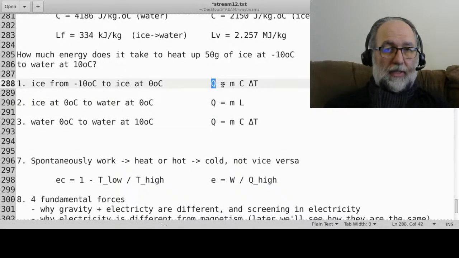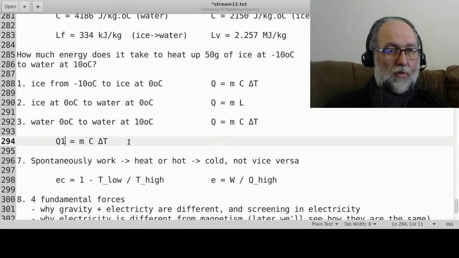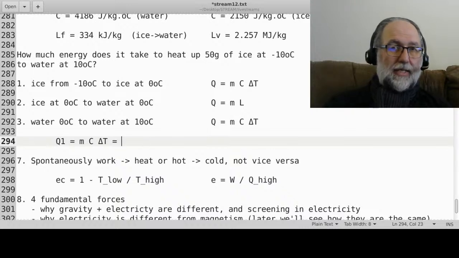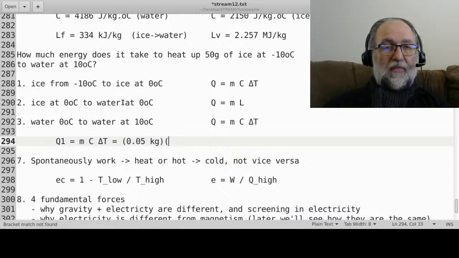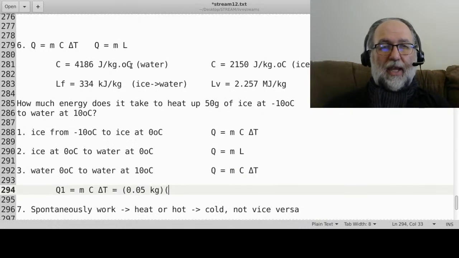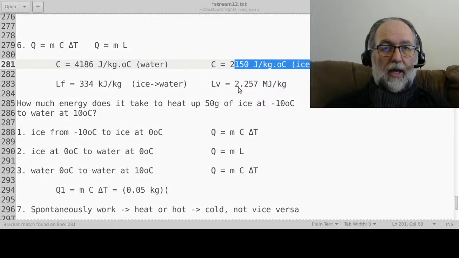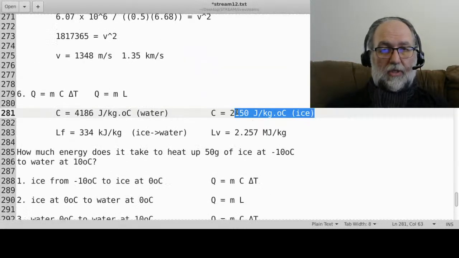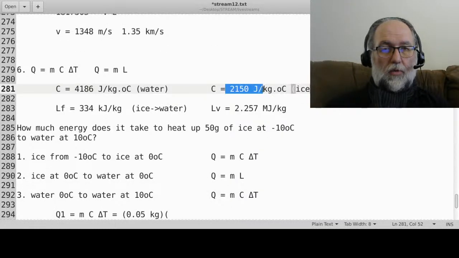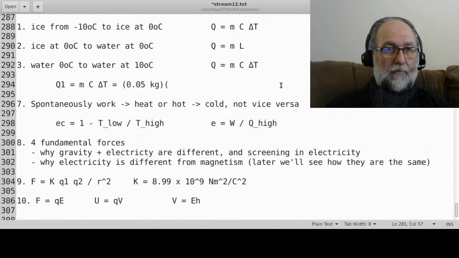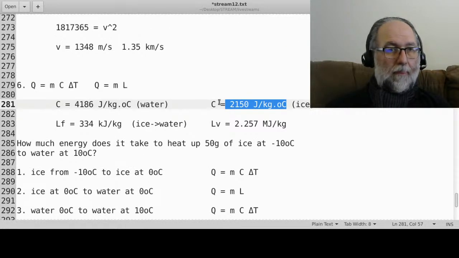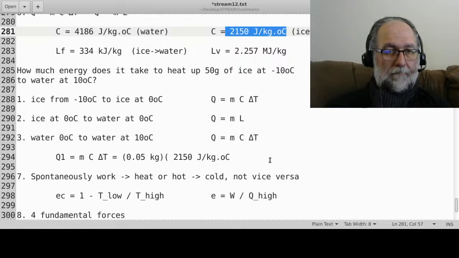Number 1 is we use this formula here, call that Q1, and the mass is 50 grams, which is 0.05 kilograms. The specific heat, you got to watch it. There's a specific heat for water, and there's a specific heat for ice. Okay, and the specific heat, the 2 are different. Okay, you can see it now. And so we're in ice, so we're going to use this number right here.